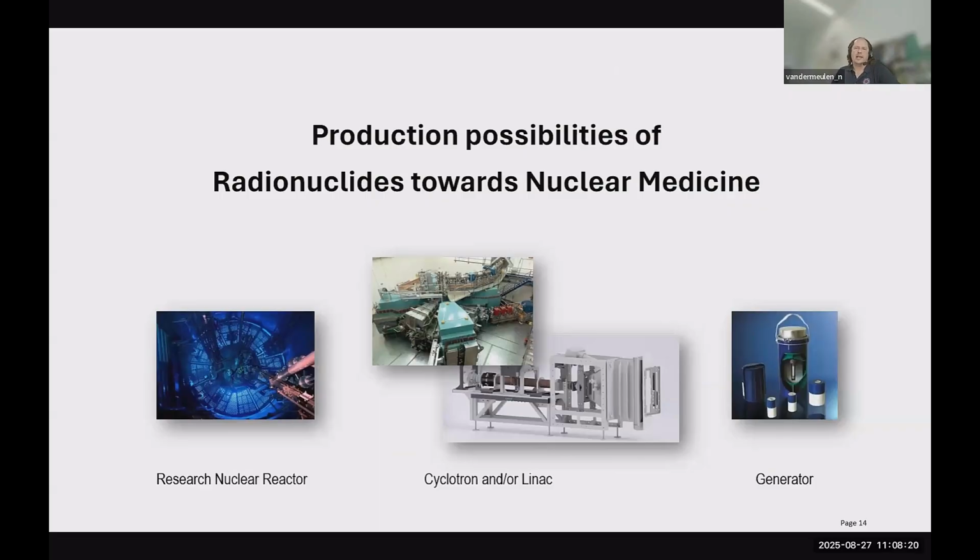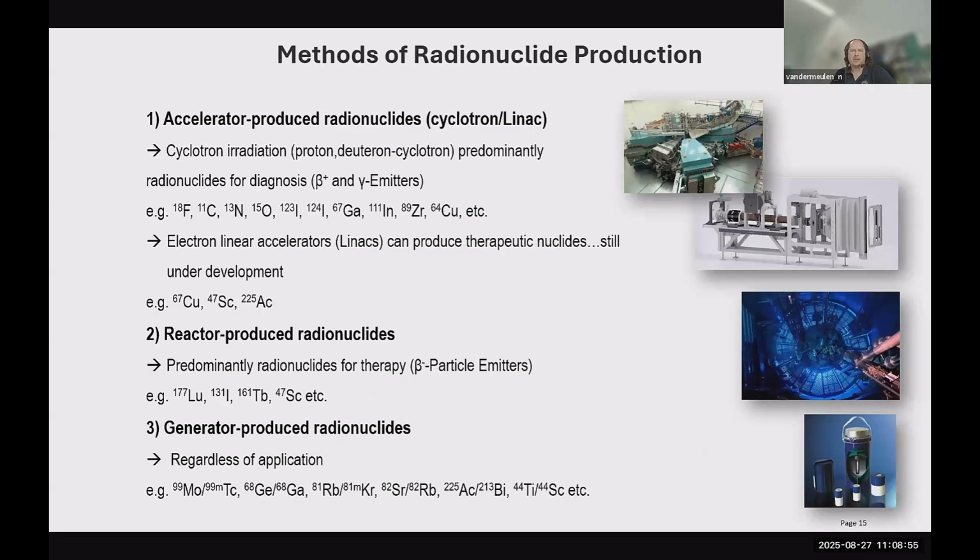When we look at nuclides and how we produce them, of course, you need large facilities to make it happen. To do that, we use research nuclear reactors, cyclotrons or linear accelerators, and even what we call a generator, which was also mentioned a couple of days ago, like the germanium-gallium generator. And these generators are actually produced via the use of a cyclotron or a research nuclear reactor. I'll touch on that in a moment.